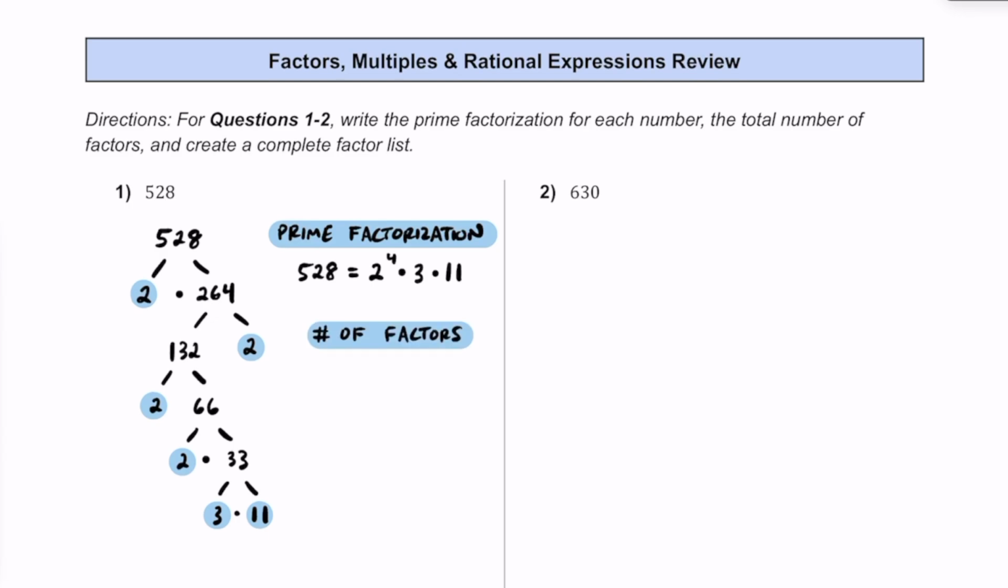Now, as for the number of factors, once you have this written in exponential form for the prime factorization, keep in mind that there's 1 as an exponent for each of these. But if you add 1 to this 4, you get 5. If you add 1 to this 1, you get 2. If you add 1 to this 1, you get 2. So 5 times 2 is 10. 10 times 2 is 20. So we're going to have a total of 20 factors for this number, 528.